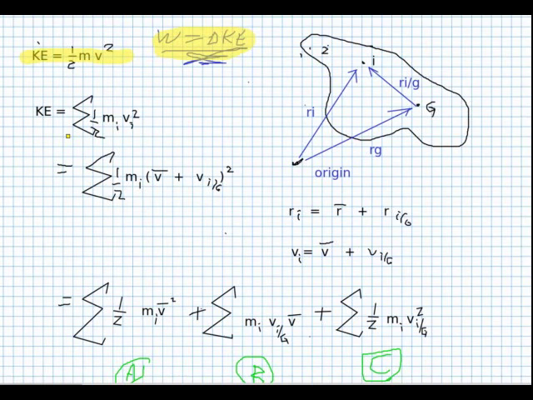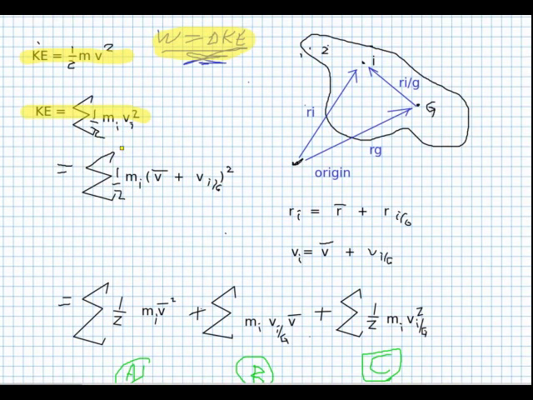For a collection of particles, like if you have 3 particles, to find the kinetic energy of all 3 you'd add them all together. You'd add the kinetic energy of the first plus the kinetic energy of the second plus the kinetic energy of the third. So if I have some arbitrary number of particles, I would put this in a summation symbol, where the terms would be 1/2 m_i v_i squared, and v_i is the velocity of the ith particle.